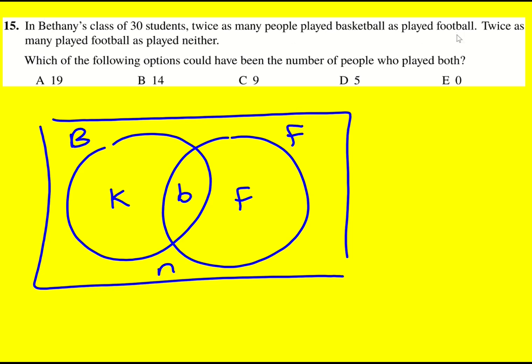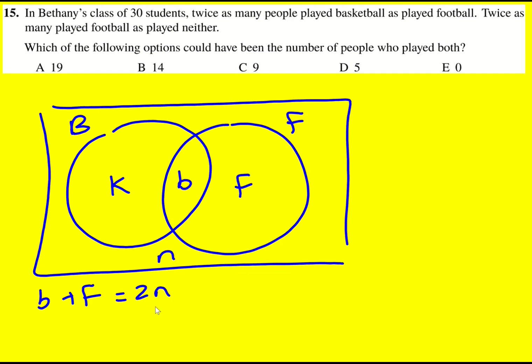And then we are told that twice as many people play football as play neither. So I've got the number who play football is going to be B plus F. And actually that is going to equal 2N. Okay, I can write an equation down. This is what I mean by it. It's not quite as effective, but it's going to work out.